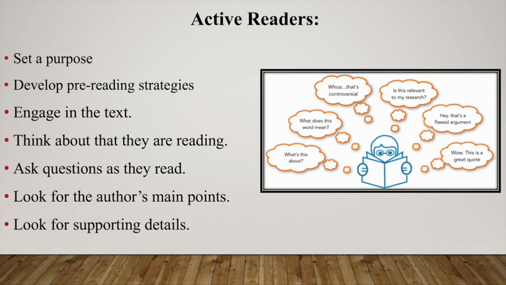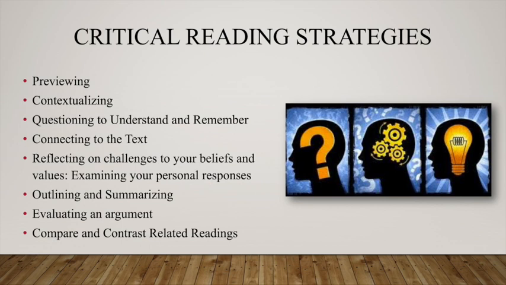And everybody's pre-reading strategies are a little bit different. But we are going to break up this active reading process into things that come before, during, and after the reading. Engaging in the text. Think about what you're reading. Ask questions as you read. Look for the author's main points. And then, of course, look for supporting details. So each of these ideas are ways in which we can think about making sure that we are active versus passive when we read.